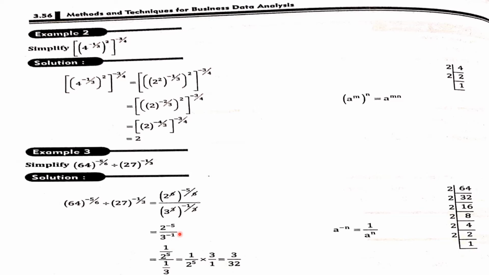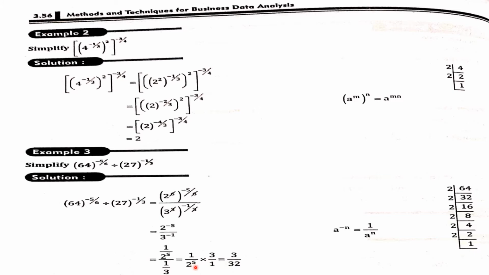So come with the law. 2 to the power of minus 5, that is a to the power of minus n, can be written as 1 divided by a power n. So 1 divided by 2 power 5 and 1 divided by 3. So 1 divided by 2 to the power of 5 into, here you have a denominator. This 1 by 3 is the whole denominator. In this, 1 is the numerator and 3 is the denominator. So this 3 will go to the numerator and 1 will be in the place of the denominator.